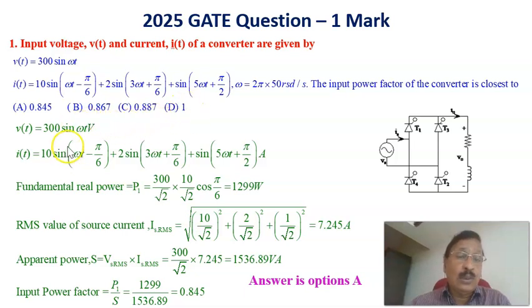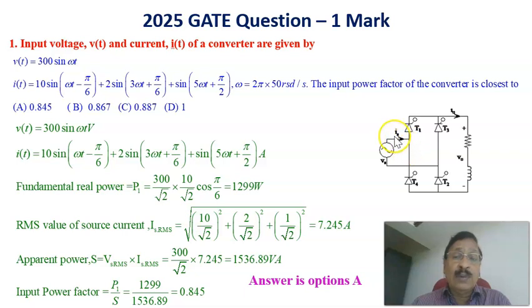Coming to the solution, the voltage is given as 300 sin omega t, and the current is a non-sinusoidal current containing fundamental, third harmonic, and fifth harmonic: 10 sin(omega t minus pi by 6) plus 2 sin(3 omega t plus pi by 6) plus sin(5 omega t plus pi by 2). This is the current at the input side. Now the question is, what is the power factor at the input side?